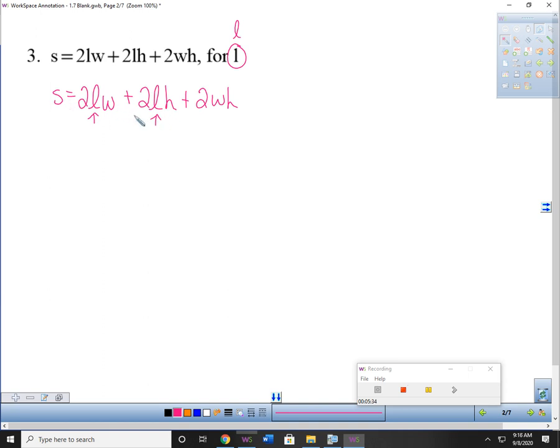Okay? So what we're going to do first is I want to get these to stay on the same side, but I want to move the one that doesn't have an L to the other side. So I'm going to go ahead and subtract the 2WH. And I'm going to put that on the other side. All right, so here I have S minus 2WH. Because I can't put them together, right? So I'm just going to tack them, like stick them with sticky glue. All right, 2LW plus 2LH.